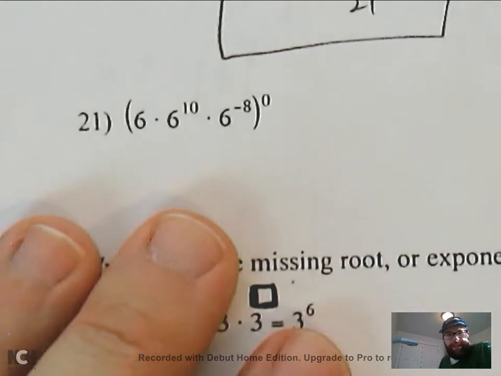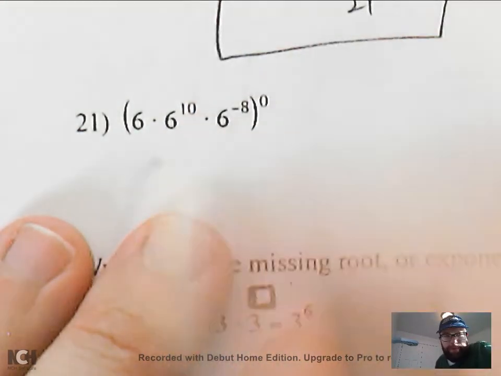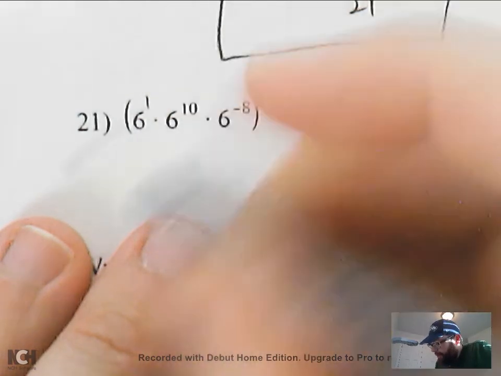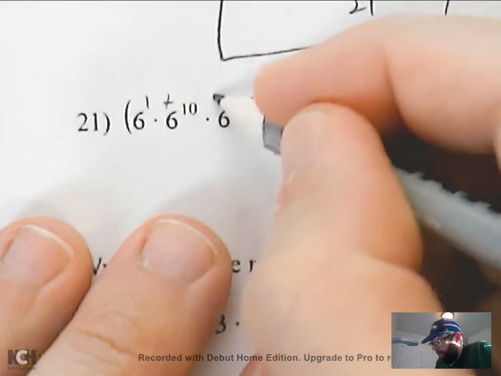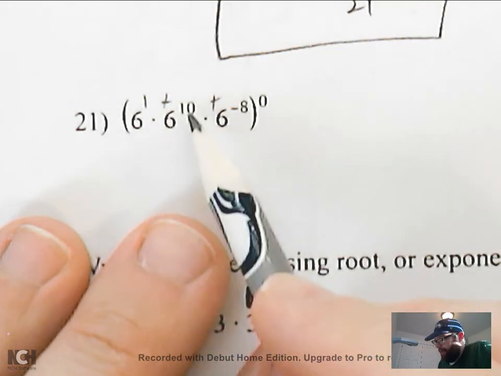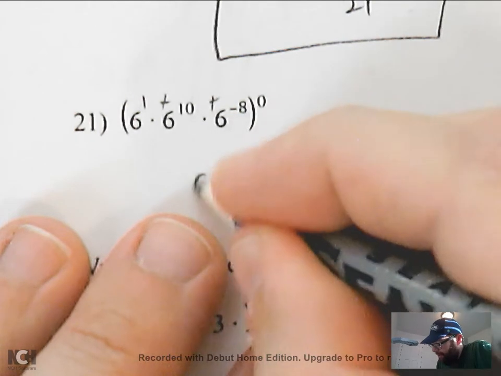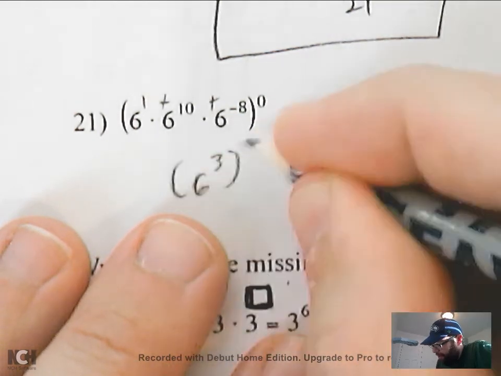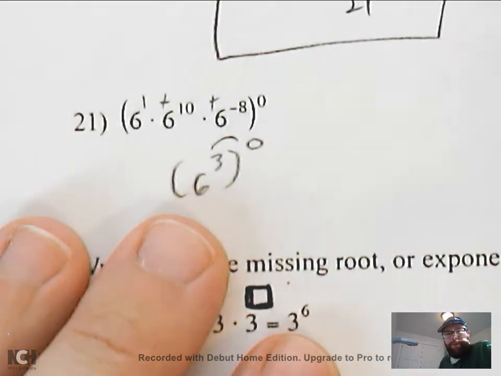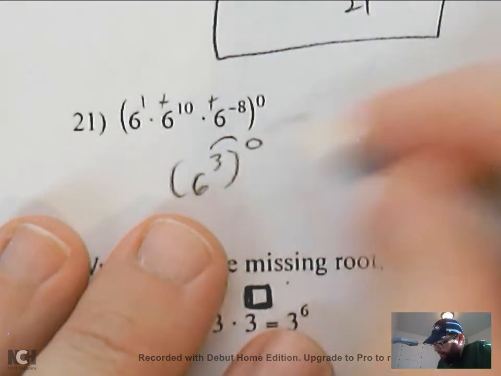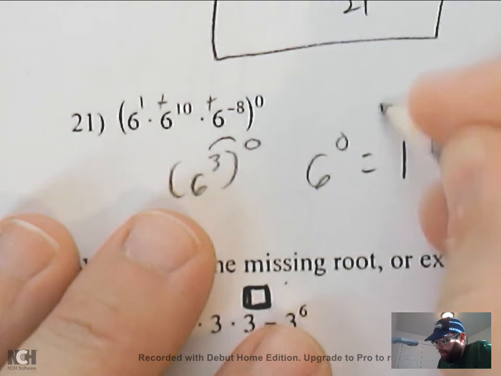Okay, and then these last two, these all have things inside the parentheses. So again, do the parentheses first. So we're going to do 6 to the 1 plus 10 plus negative 8. 1 plus 10 is 11, and then plus negative 8 would be 3. So 6 to the third to the 0. Then we would multiply the exponents, and 3 times 0 is 0, so 6 to the 0 is equal to 1. And that's my answer.